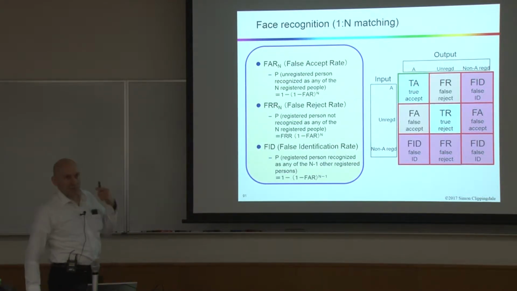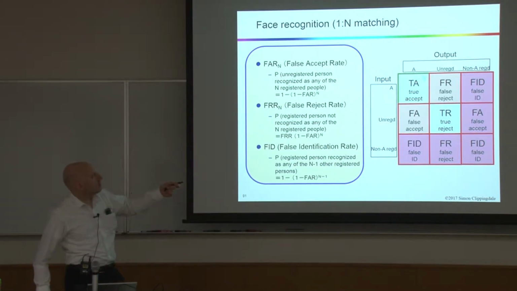In the case where you're doing face recognition, that's to say where you're matching an input against n faces in a database, the types of error that you can commit increase. So true accept, false reject, false accept, true reject, these are as they were for the verification scenario. But now we also have somebody who is registered in the database but is not the correct person. So we have misidentification to worry about as well.